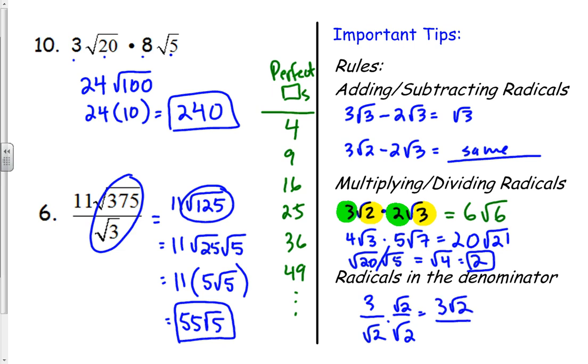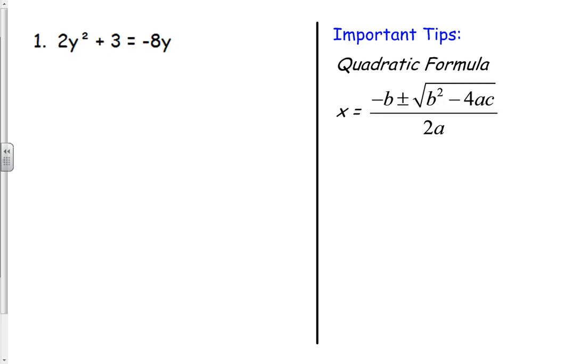Root 2 times root 2 is root 4. When you multiply a radical times itself, it's like squaring that radical. And when you square a radical, that is the opposite operation. So what this becomes would be 3 radical 2 over 2. So square root of 4 is 2. So that's another little trick that you're going to need for some of the other problems. All right, moving on.